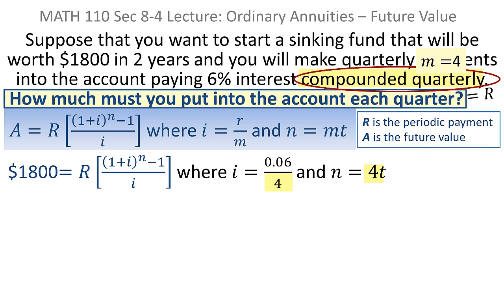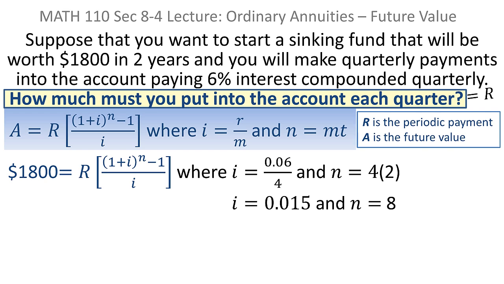You're doing it 4 times per year. Quarterly is 4 per year. Plug that in. And you're doing it for 2 years, so little t is 2. Plug that in. When you do the arithmetic, you will do 0.06 divided by 4, and 4 times 2. So little i is 0.015 and little n is 8. Plug those values into the main formula.